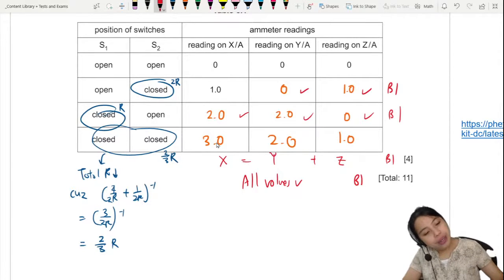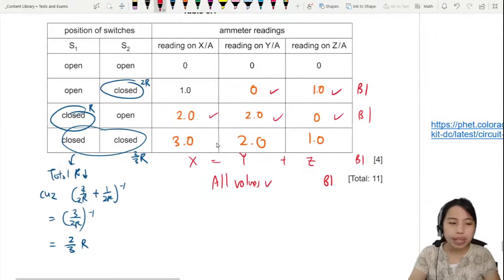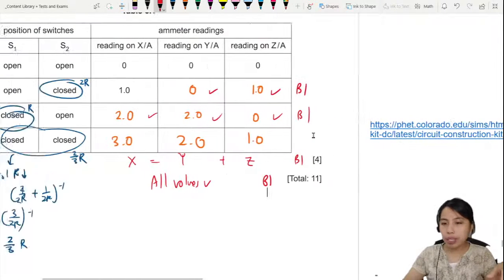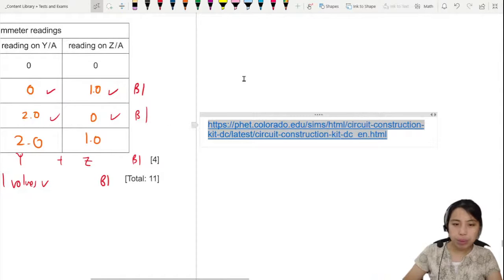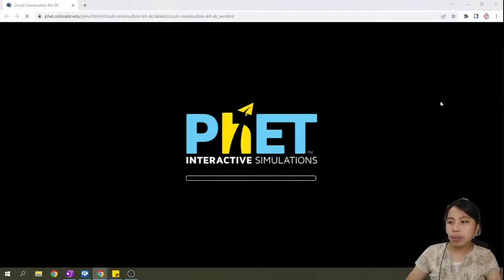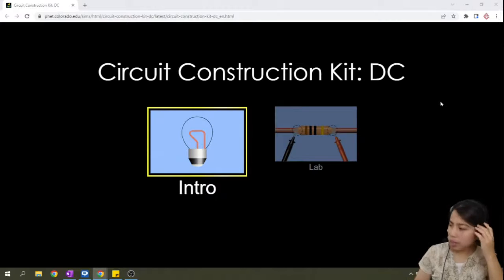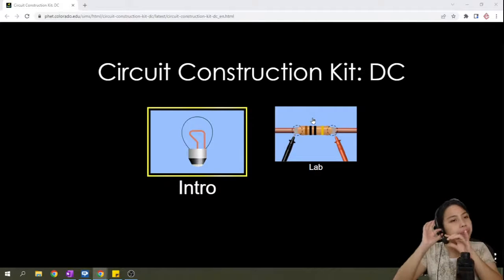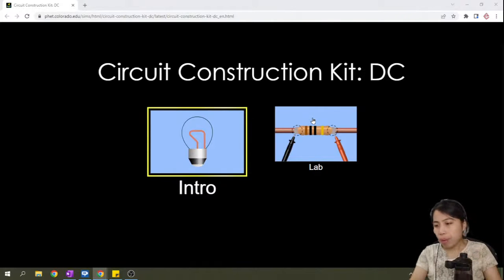So to understand this circuit changes a bit better, I recommend you try out building the circuit in real life, or if you find that's quite impossible, do check out the simulation link over here. I'm going to post it in the chat also, so you can Google. Google is your best friend. Or you could try it out yourself also. Give me a second to load it. Loading, loading. Okay, click on lab. The paper is already released though. I think you'll be able to Google it.